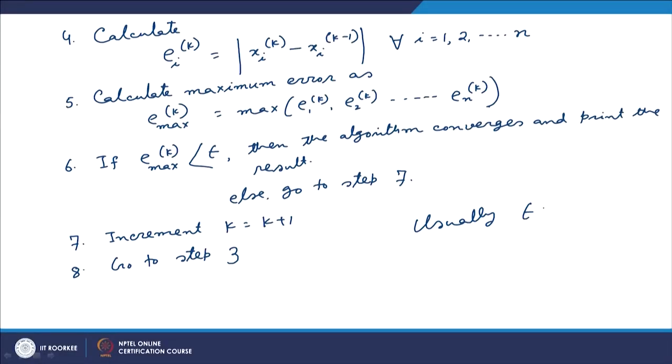Usually epsilon is at least 10 to the power minus 6. Because epsilon is 10 to the power minus 6, we are simply assuring here that the change in the variable, if at all it occurs, will occur only after the 5th decimal point. If any change is occurring only after the 5th decimal point for any variable, for all practical engineering purposes that value is constant. Therefore, we can say that the algorithm has converged and the final values of all the variables have been obtained.